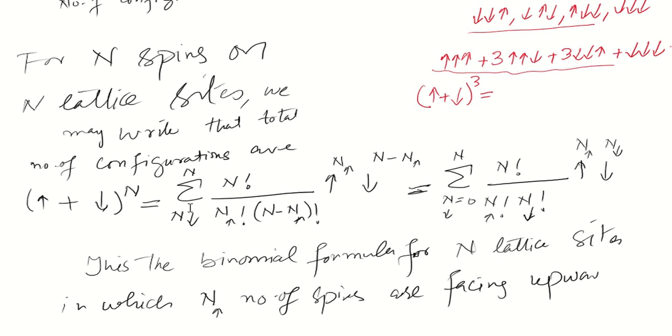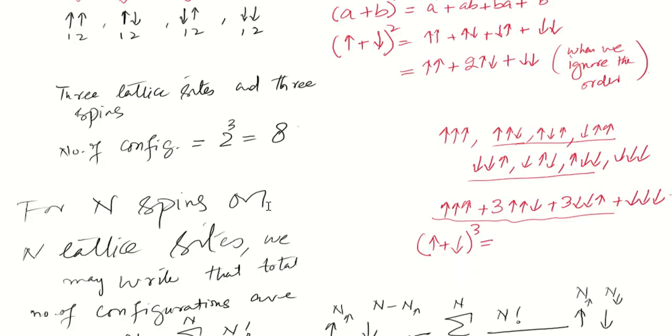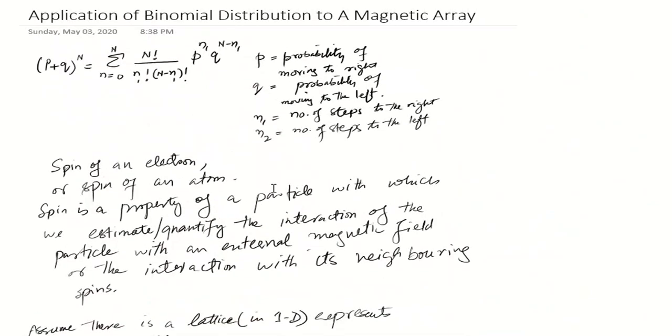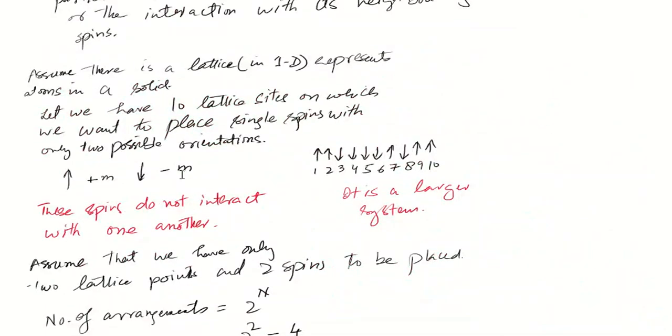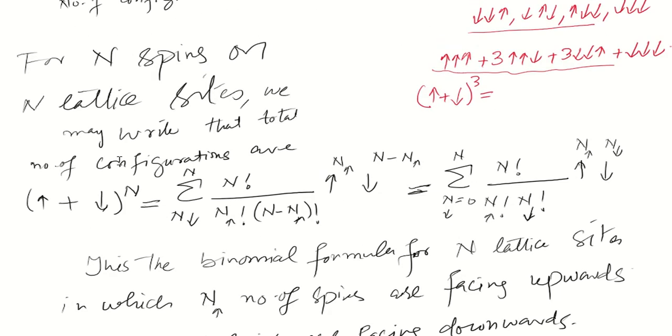and n down number of spins are facing downwards. So now we can even calculate the number of configurations and the probability from binomial distribution for these 10 spins very easily. But we will do some more calculations and see what that actually stands for and what that means.